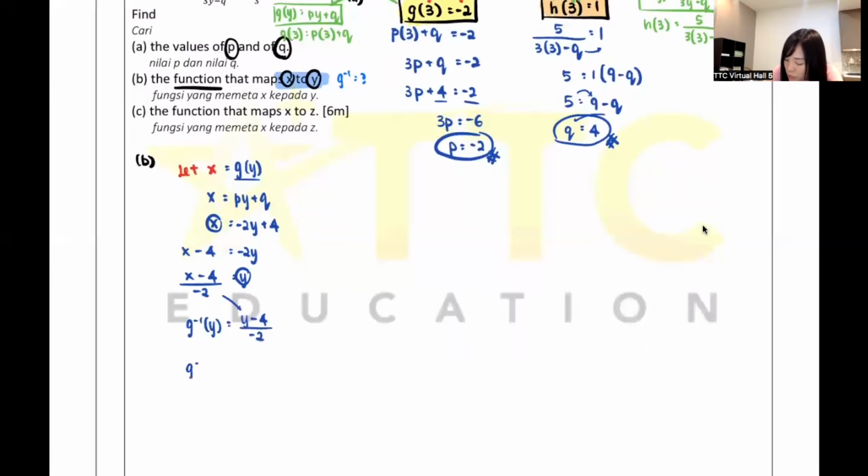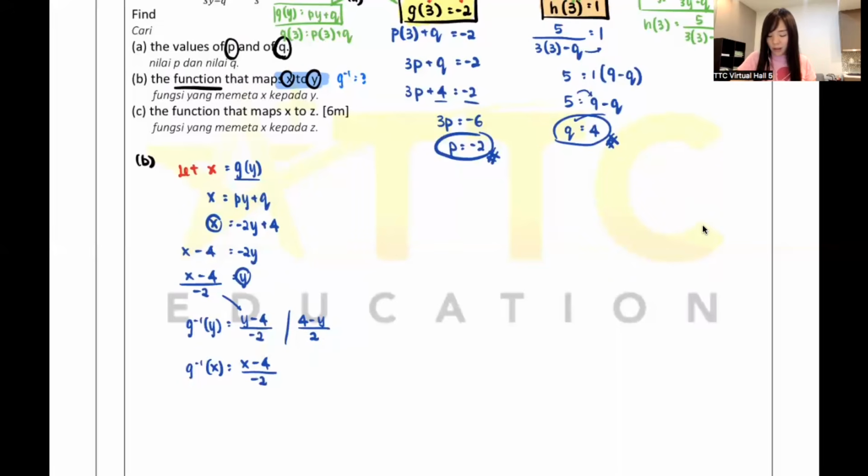For those who ask, oh teacher, can I write G inverse x? Can. You write x, then you write x here. Both answers are acceptable. The bottom has no x, so do I need to write x not equal to? No need. But I have one thing I want to say. Some students will tell me, teacher, I'm getting this answer. Teacher, can? Can. You know why I'm so sure you can? In the exam, you write this or write this, the answer is considered the same.